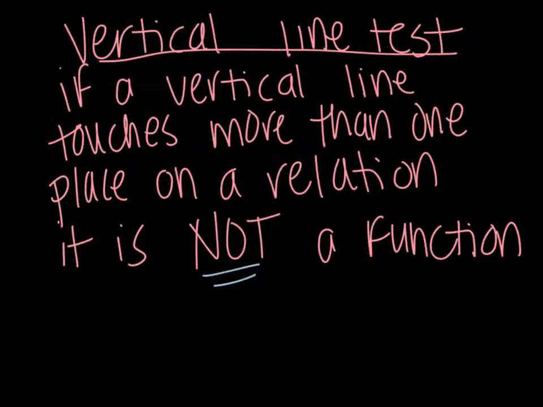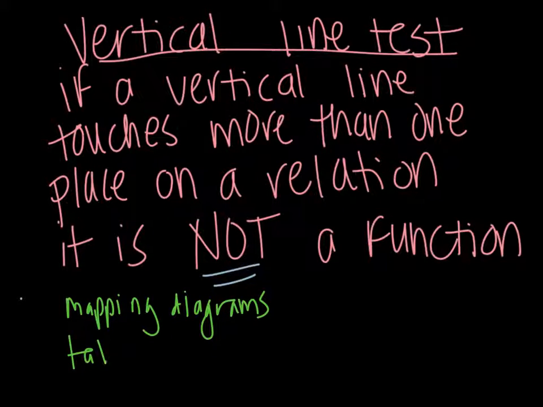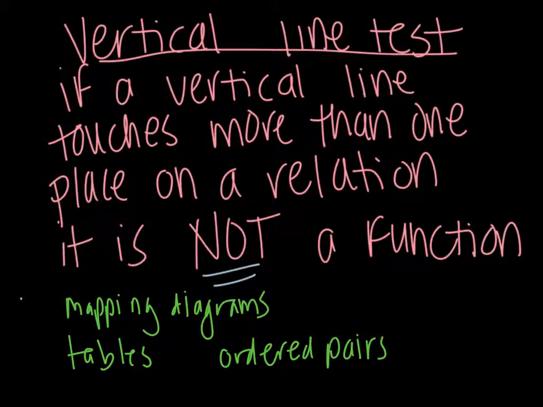We've looked at 3 of the 4 different types of representations of functions in the past couple examples. We've looked at mapping diagrams, we've looked at tables, and we've looked at ordered pairs. What we haven't looked at is a graph. So the vertical line test is used for graphs. And basically, if a vertical line touches more than one place on a relation, it will not be a function.